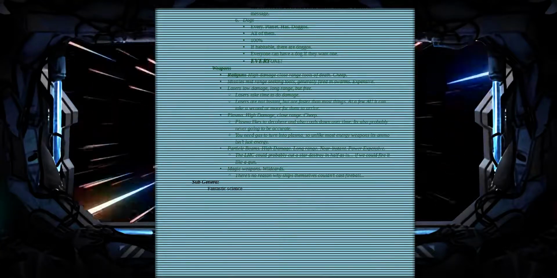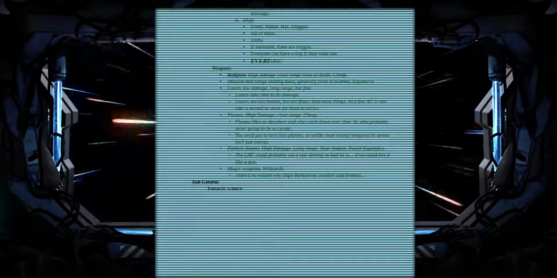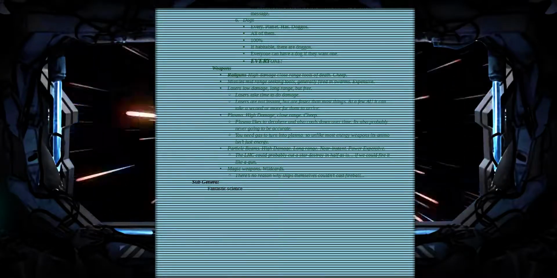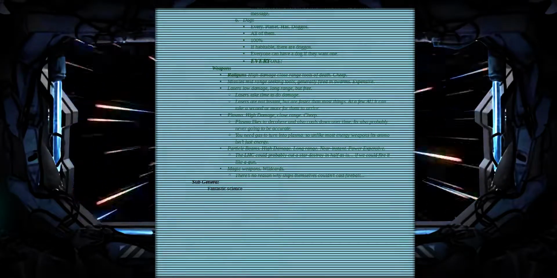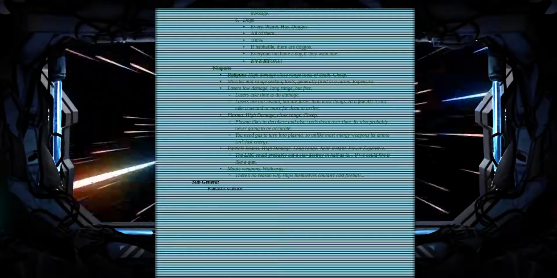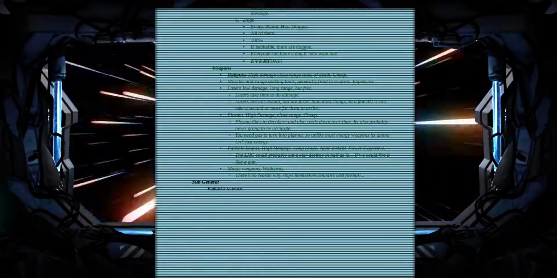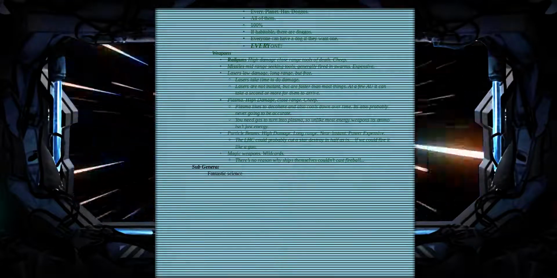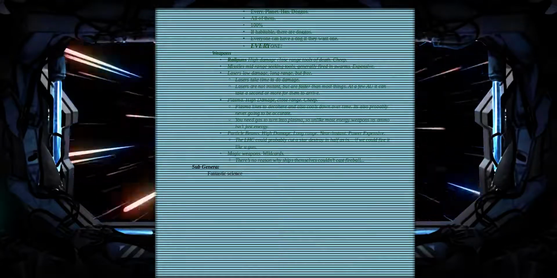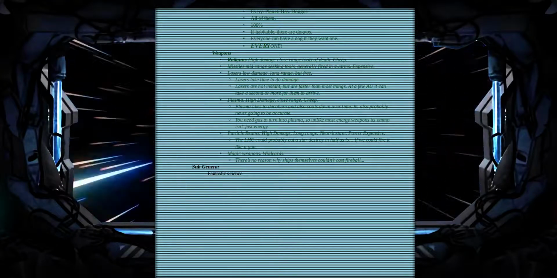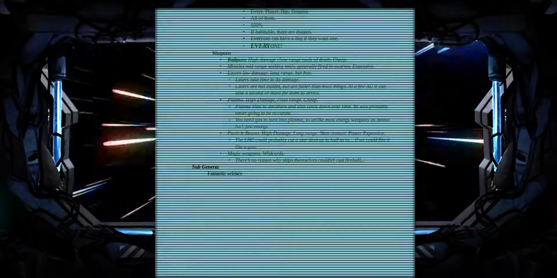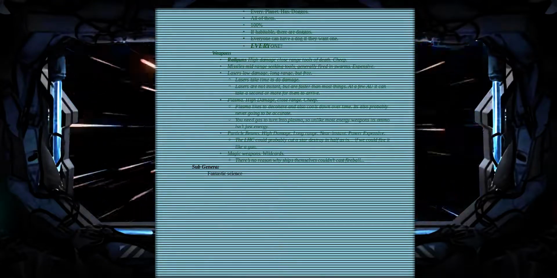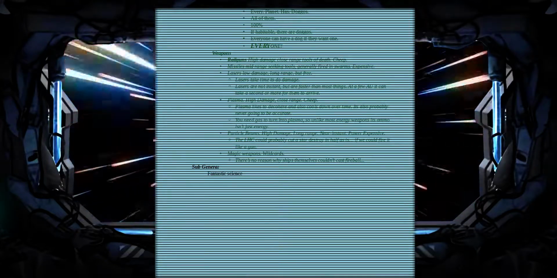They're quick on short scales, not on long scales. Plasma, though. Popular science fiction thing. It's in this universe, too. High damage, close range, cheap. Plasma likes to decohere and cool down over time. Also, probably never going to be accurate because of just the nature of plasma. And you also need gas to turn into a plasma. So unlike most energy weapons, its ammo is just not energy. So it has a cost to it. Not free, but cheap.